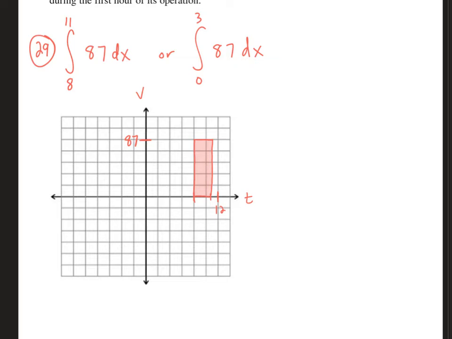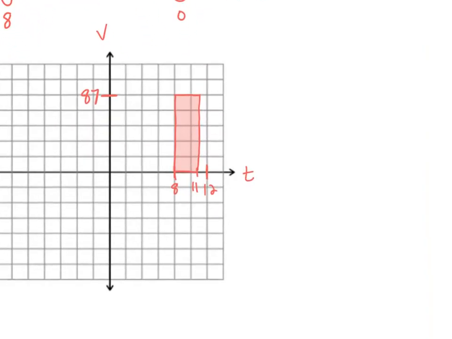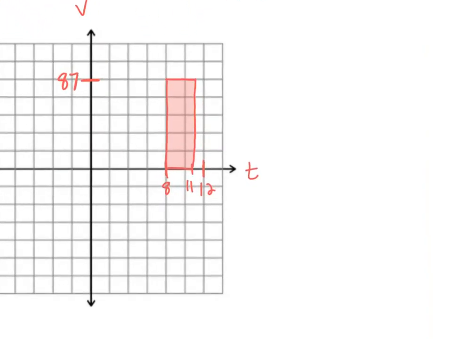Okay, so this is the area from 8 to 11. Okay, and we can see the way we'll find that is by finding this length and timesing it by the height. We know the height is 87, so we'll multiply that by this distance, which is really just 11 minus 8.